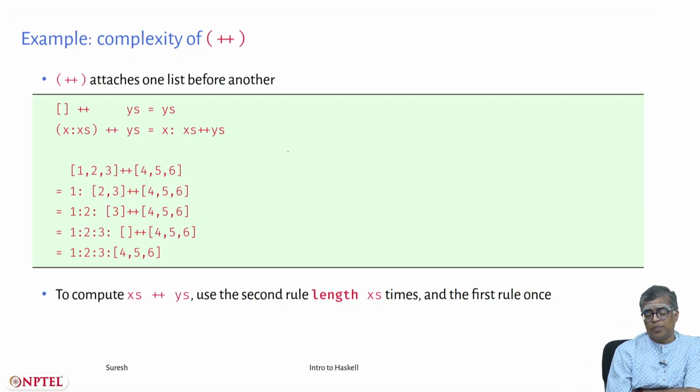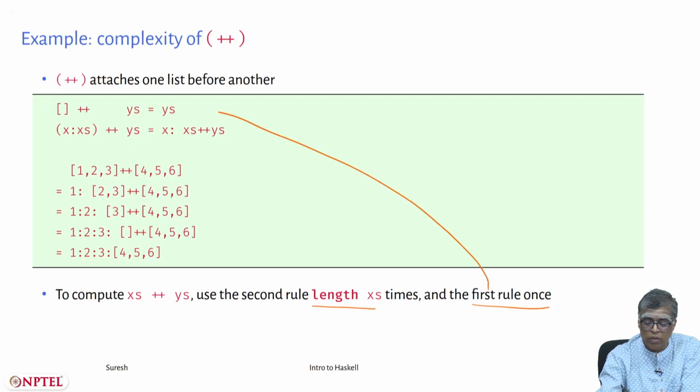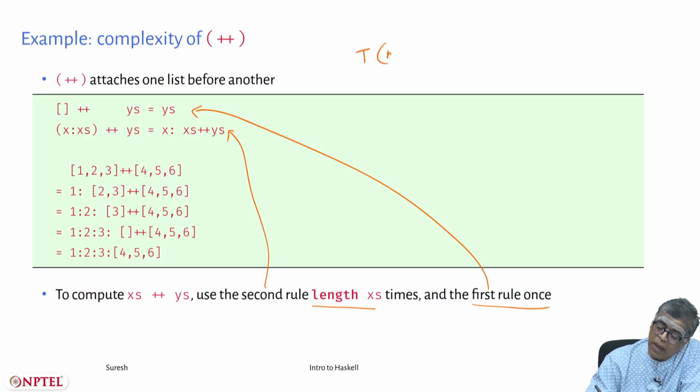So to compute xs plus plus ys, you use the second rule, length xs times, and the first rule once. Okay, the first rule is this one. The second rule is this one. The second rule is used however many times as there are elements in the first list. Okay, and the first rule is used once. So overall, the time taken for, let's say, T of m, n is the time taken to do the number of steps.